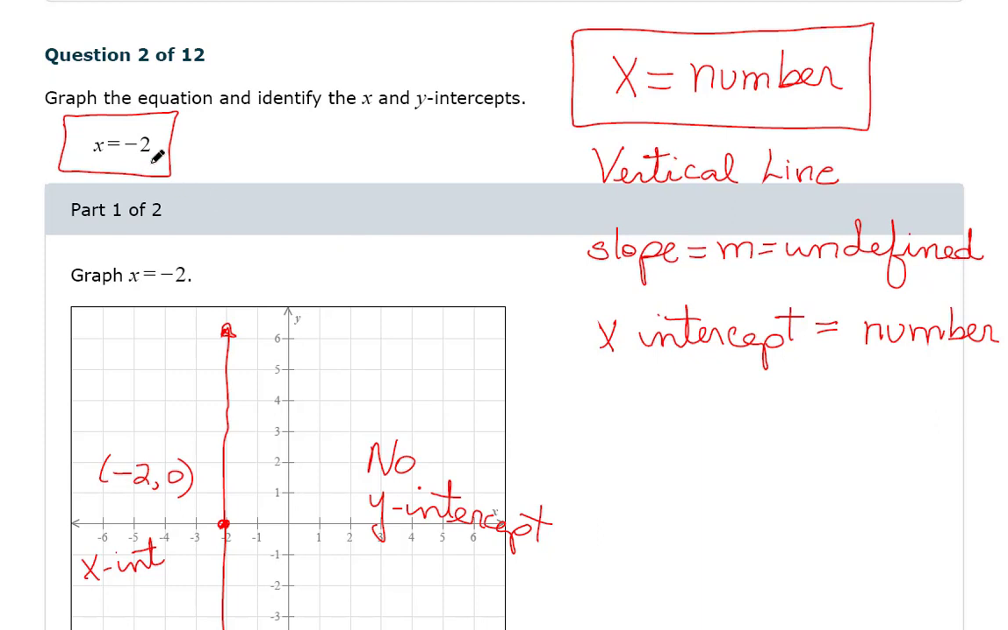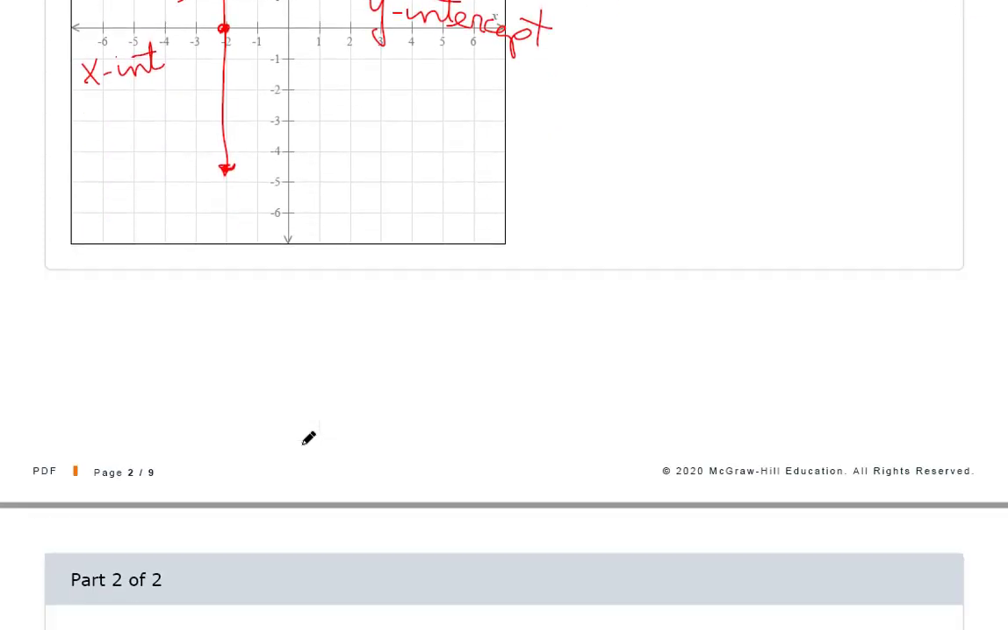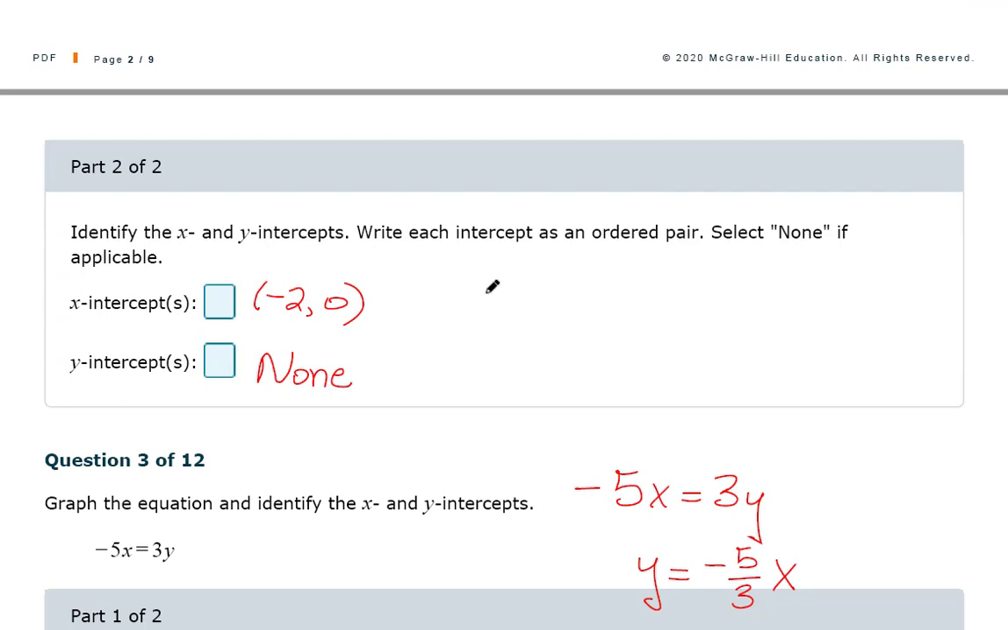In our case, the x-intercept is sitting here at minus 2, 0. It's a vertical line crossing at minus 2. So again, it's easy to recognize because there's only an x, there's no y. It's one of our special forms of a line. And this one has no y-intercept because it never crosses the y-axis. So you would just enter none. They tell you here in Connect Math, enter none if it doesn't have one. And so we didn't have any.